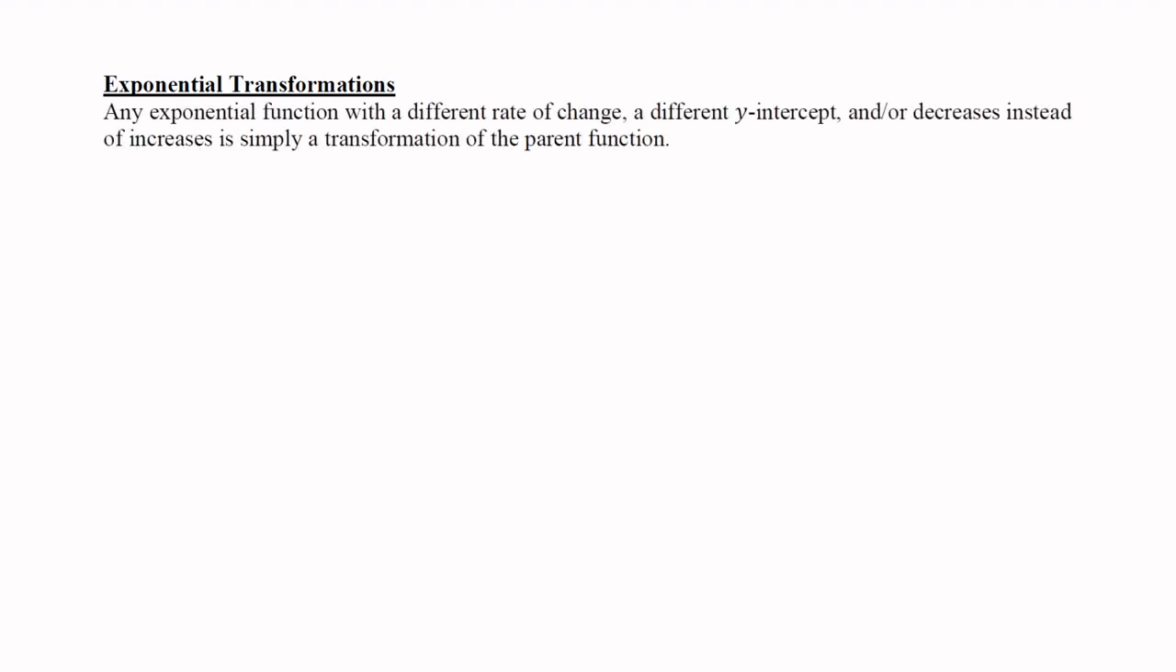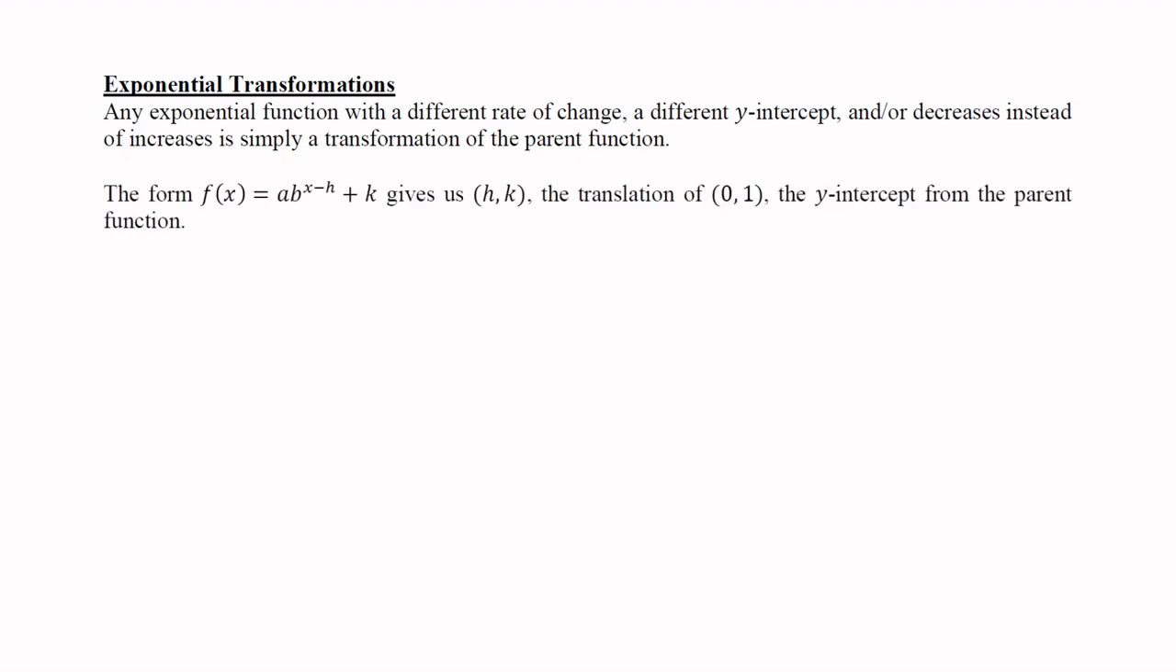Any exponential function with a different rate of change, a different y-intercept, and/or that decreases instead of increases is simply a transformation of the parent function. The form f of x equals a b to the x minus h plus k gives us (h, k), the translation of (0, 1), the y-intercept from the parent function. Okay, so our h tells us how far left or right that y-intercept moved, and the k tells us how much we go up and down. You can actually identify that by looking at where your asymptote moves from the x-axis.